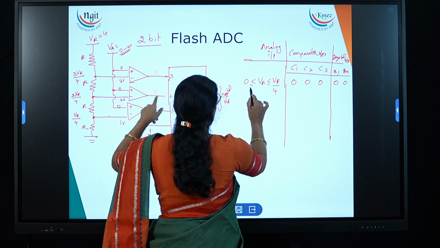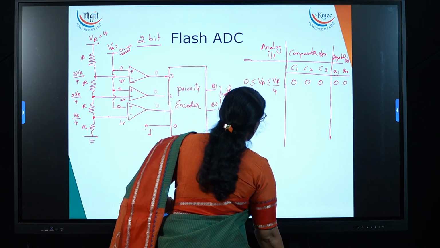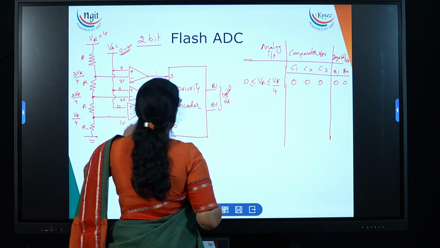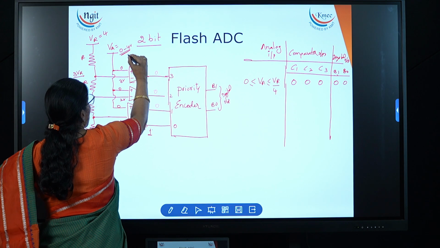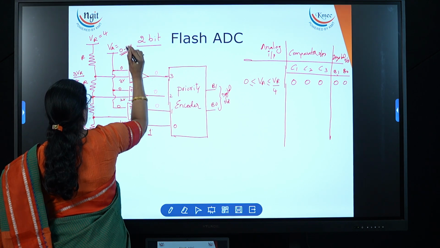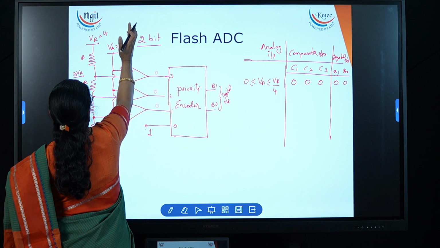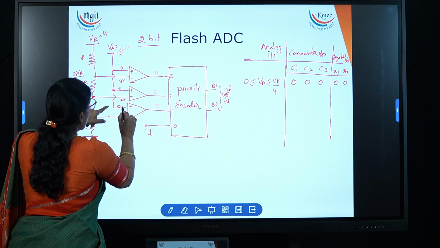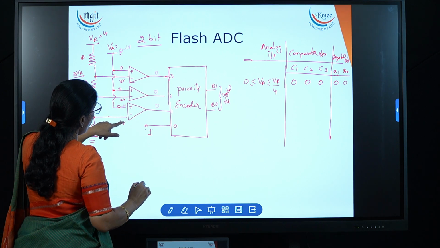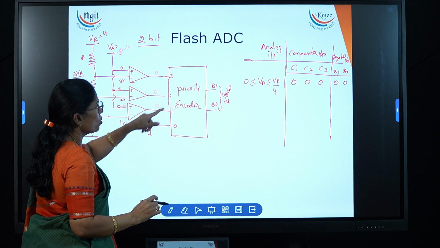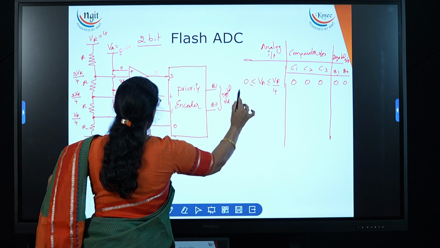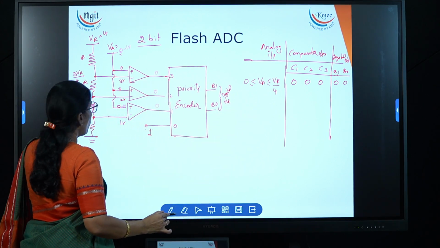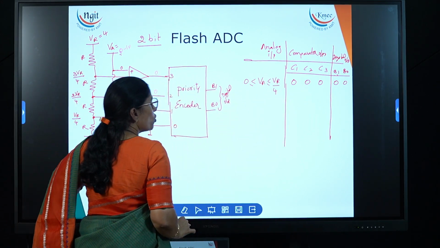Now if I am applying 0 voltage at the input, then I will get the 0 binary output. Similarly, if my input value is less than 1 volt, any value between 0 to 1 volt, then at that time also I will get all zeros. So here I can write it as, if my input value is between 0 and V reference by 4, then I will get all the values as 0, 0 only.